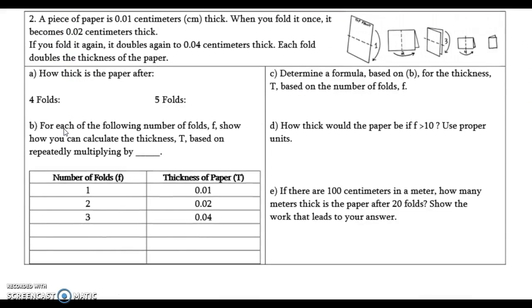You might recall this problem because it's very similar to a problem we did in class. The piece of paper is 0.01 centimeters thick. When you fold it once, it should become 0.02 centimeters thick. So folding it consecutively gives you thicker and thicker pieces of paper. Take a look at letters A and B. I'll let you pause the video and I'll come back with the answers in a moment.